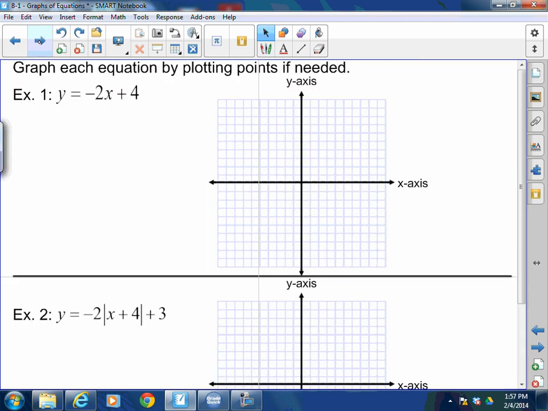Now, let's get to the point here. I'm not going to bore you by plotting points with linear equations. I pray that you remember how to do this. How do we graph a linear equation?